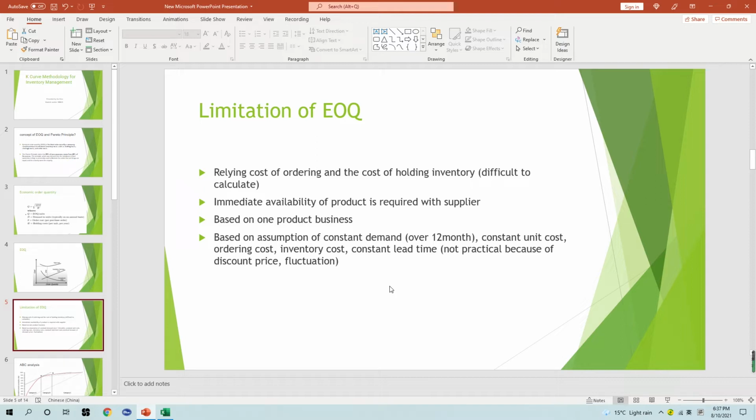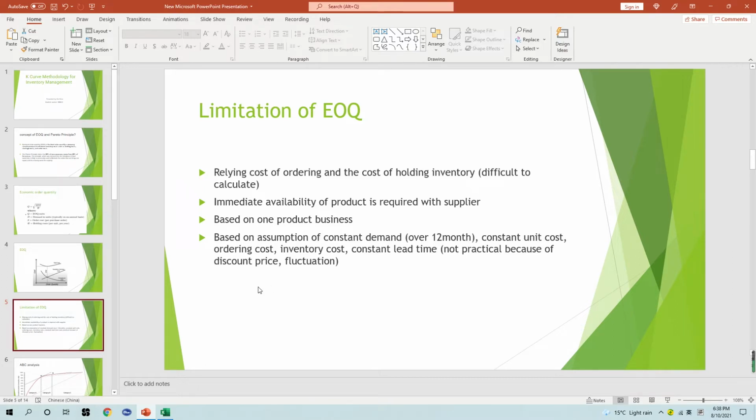Also, this assumption is based on constant demand over 12 months, and constant unit costs, ordering cost, inventory cost, and constant lead time. Again, this is not practical because, for example, in real life there are discounts involved, and there are fluctuations as well.